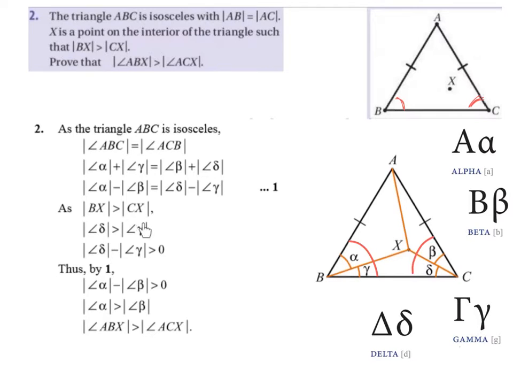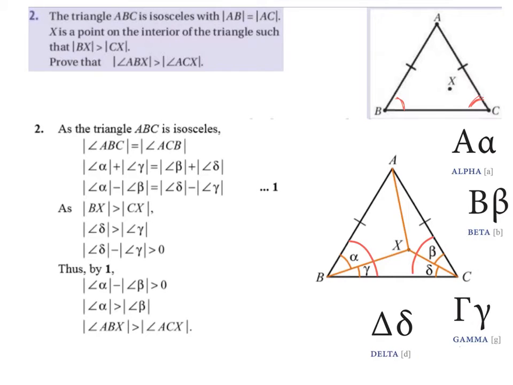So we're going to bring angle gamma over the inequality sign. It becomes minus angle gamma. So we have angle delta minus angle gamma is greater than 0. You keep your inequality sign the same. The only time we ever flip an inequality sign is if we multiply or divide by a negative number. We did not do that. All we did was carry something over the sign.